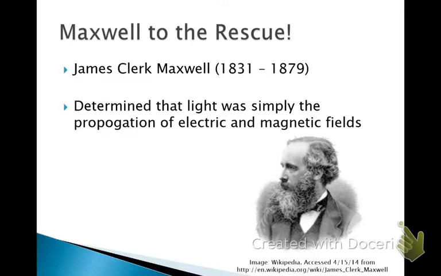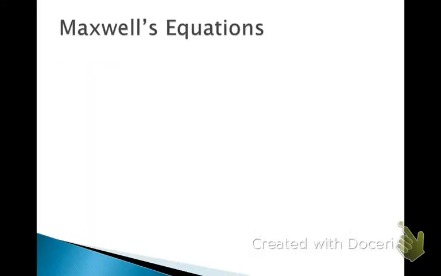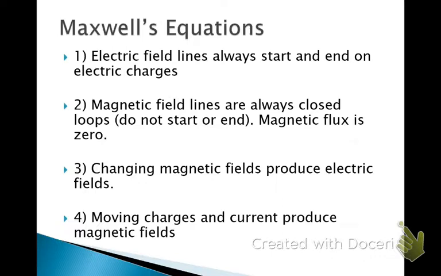Instead, James Clerk Maxwell discovered that light is just a mutual propagation of electric fields and magnetic fields, creating each other. He did so using Maxwell's equations. Now, these equations actually use some vector calculus, so we're not going to do those. Instead, we're just going to look at qualitatively what they all mean. One, the field lines always start and end on electric charges. Okay, cool. Two, the magnetic field lines are always closed loops. Okay, and we've seen examples of both of these things in class before.